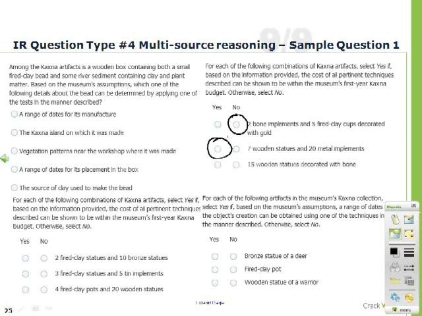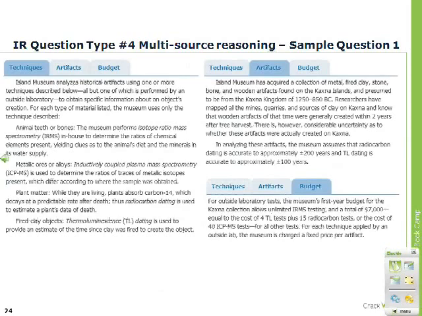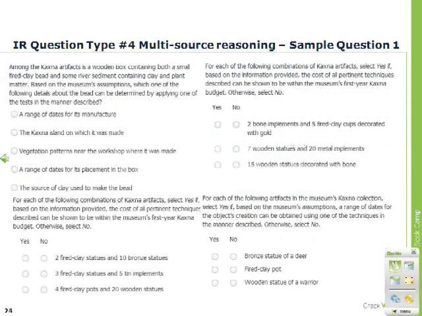Third, 15 wooden statues decorated with bone. So now what do you require? IRMS tests, right? And also 15 radiocarbon. Decorated with bone, so you have both plant matter as well as bones. Bone is IRMS tests, right? Okay. Is it unlimited? Yes. Unlimited IRMS testing, right? So bone is unlimited.